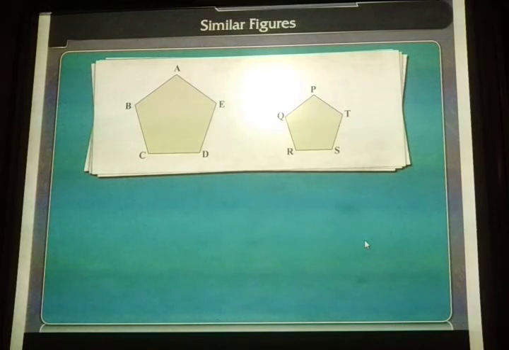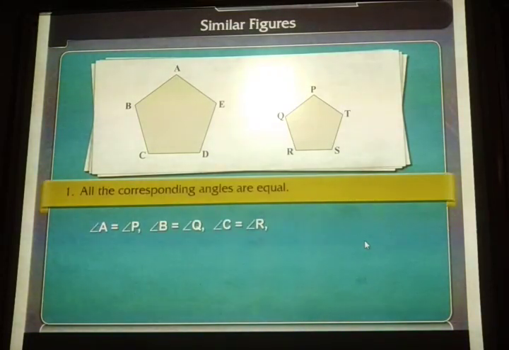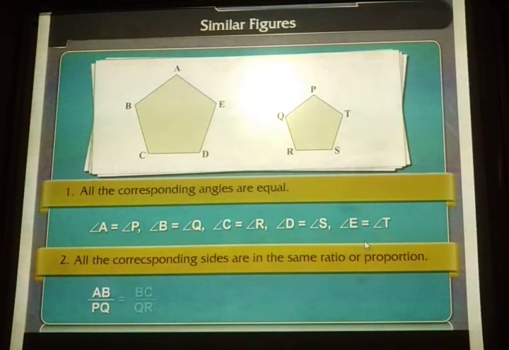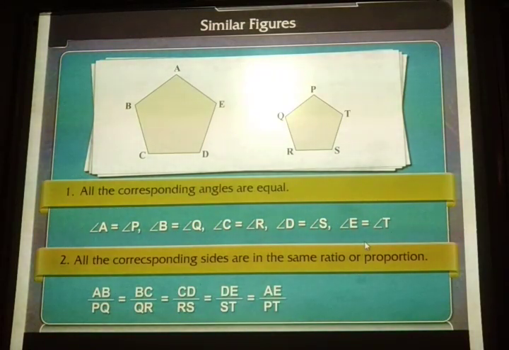In general, any two polygons of the same number of sides are similar if 1. All the corresponding angles are equal, and 2. All the corresponding sides are in the same ratio or proportion.